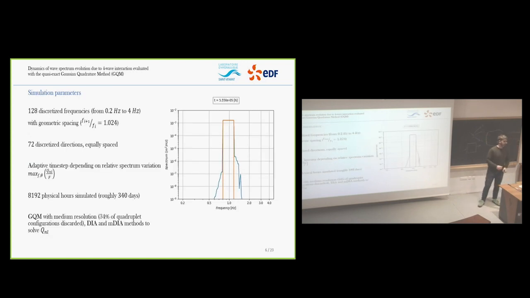Here is the numerical setup. These are the parameters that we chose for the simulations, and you can see the refinement of the frequency-direction grid. The physical time simulated is quite long, almost 1 year, and this could be done thanks to the use of an adaptive time step that reduced the overall CPU time. Regarding GQM, the results are obtained with the so-called medium resolution. As Michel quickly mentioned, a part of the configurations were filtered out.